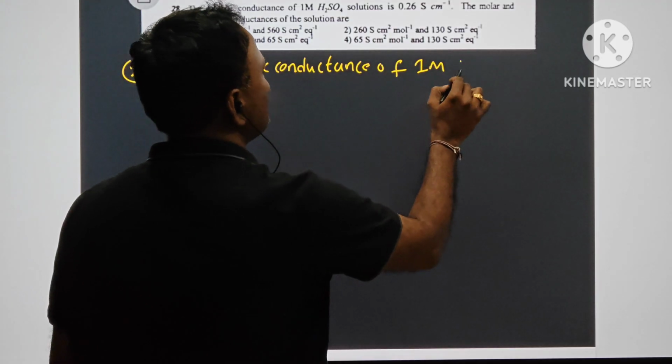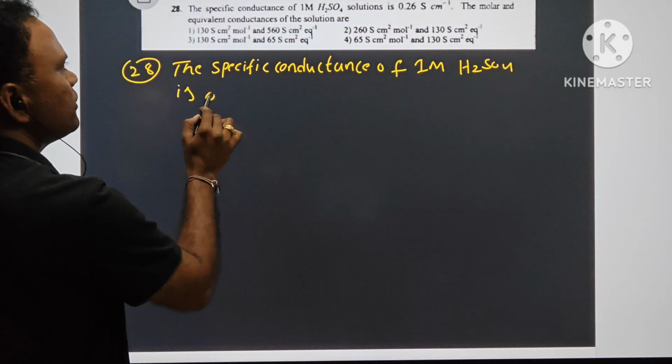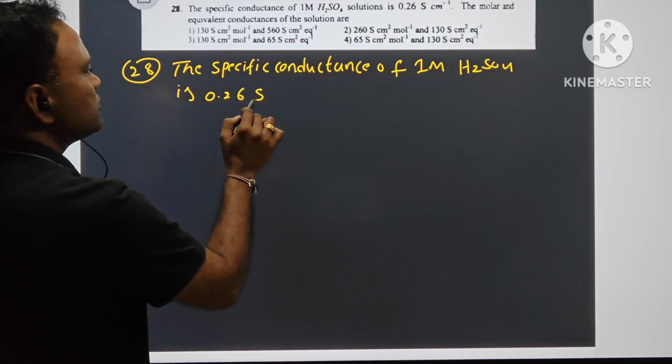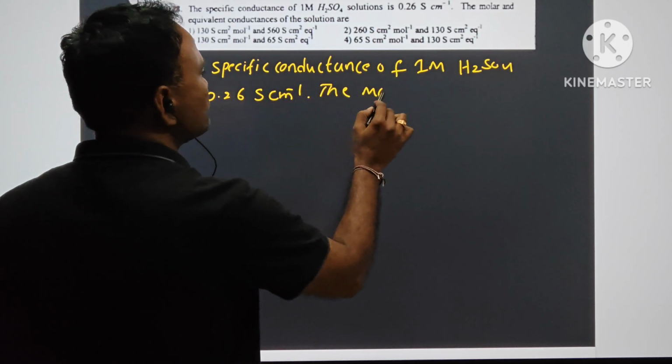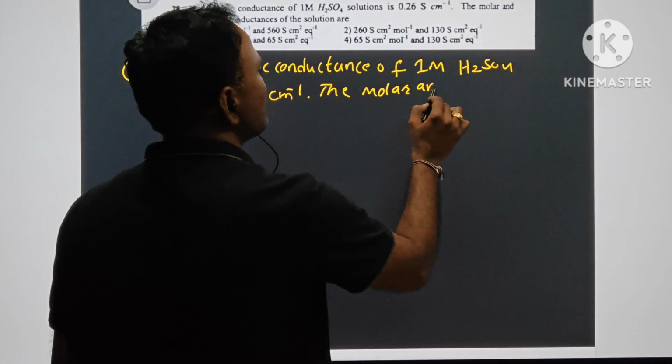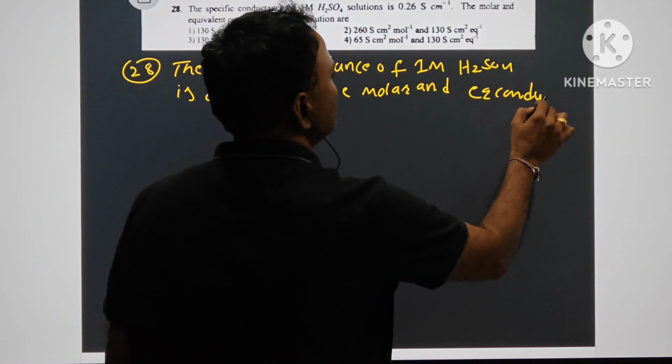The specific conductance of 1 molar sulfuric acid is 0.26. The molar and equivalent conductance. This is the question.